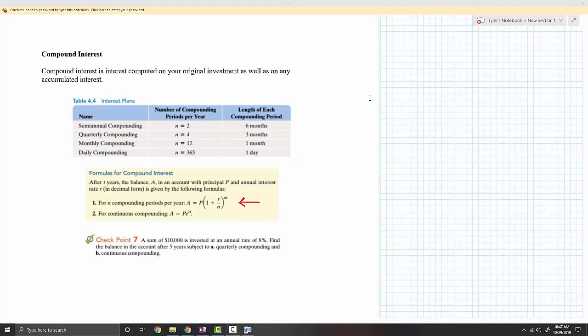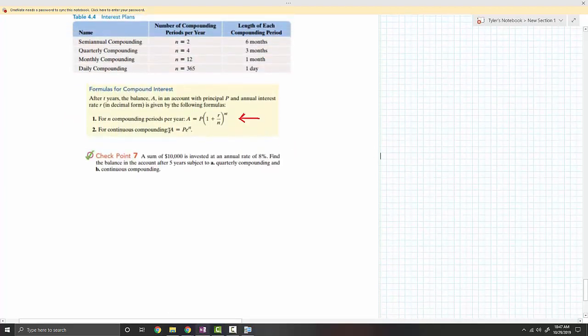So this table is just telling you, if you're compounding semi-annually, that means we plug in n equals 2 into the equation, and that means every 6 months you compound, just twice a year. If you do quarterly, n equals 4, that means you're doing it every 3 months, and so forth. And of course, you can keep going, like monthly and daily. If you're compounding daily, that means you have 365 periods you're compounding per year, so you're compounding every day.